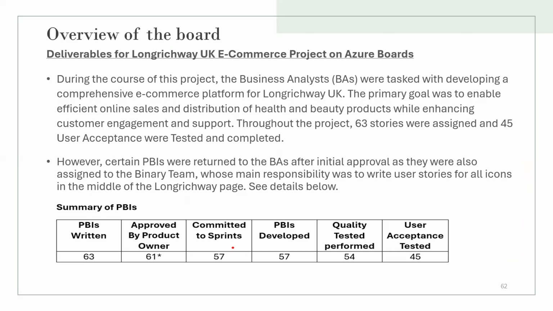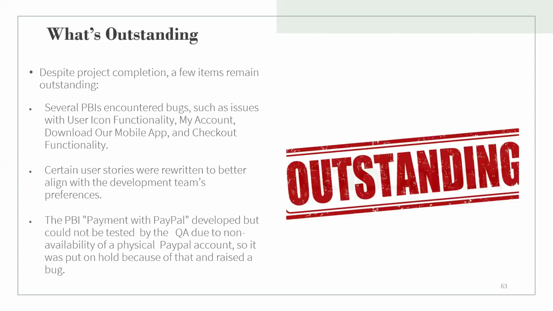Deliverable for e-commerce. During this time, 63 user stories were assigned, user acceptance tested and completed. And this is the summary of the PBI table. We have 63 PBIs approved by product, and these are the stories. Next slide, please.